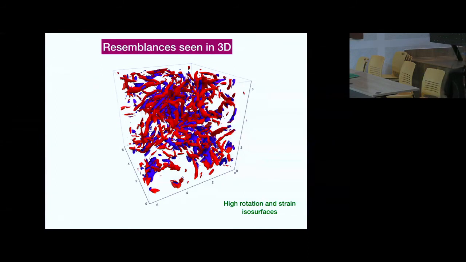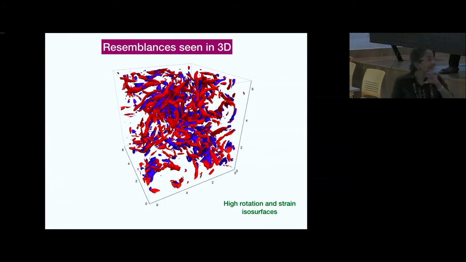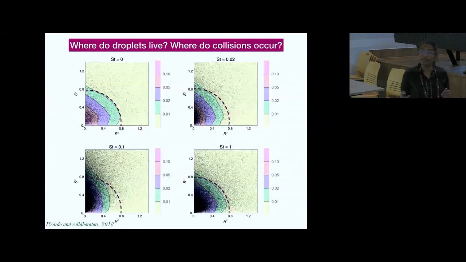This is just a demonstration where Jason has plotted high rotation and high strain isosurfaces. The blues correspond to high rotation and the reds correspond to high strain. In the gradient language, the rotation is R and the strain is S. You'll see that the strain regions, if you stare hard, are forming sleeve-like things around the rotation regions. And the important thing here is high strain regions are very close to high rotation regions. They are interwoven pretty nicely. So how do we use this?